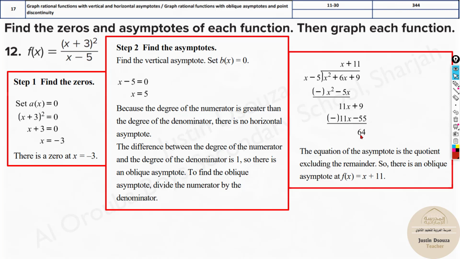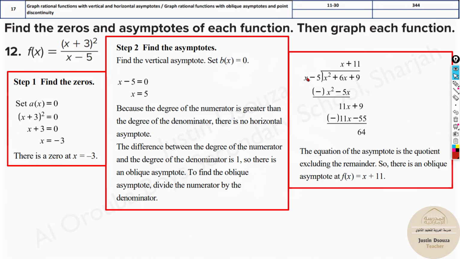At minus 3 you will have this equation 0 in the numerator. Now for the asymptote here, we can see the degree on the top is 2 and down it's 1. The difference is just 1, so we will have an oblique asymptote. So you have to divide the above term, which is expanded: x squared plus 3 times 2 is 6x plus 3 squared is 9. And then we divide it by x minus 3.